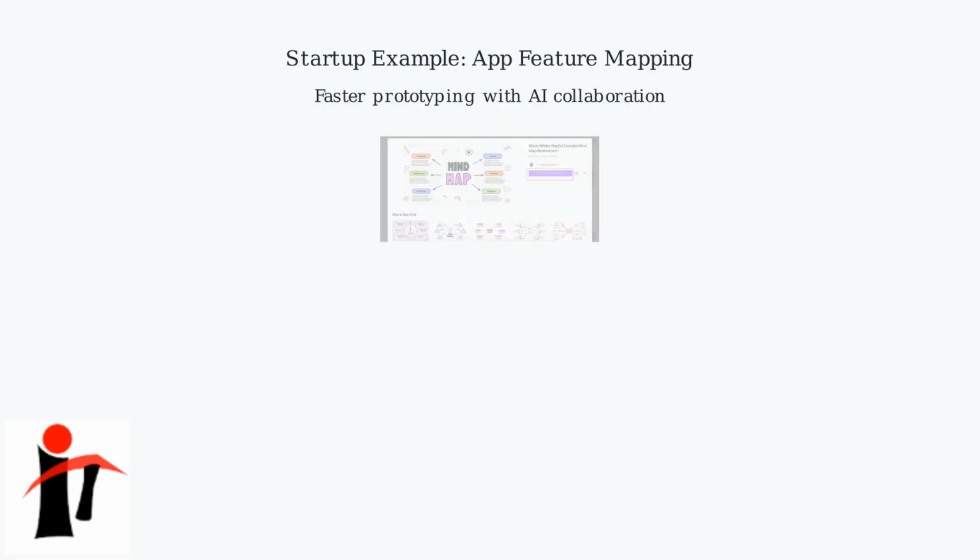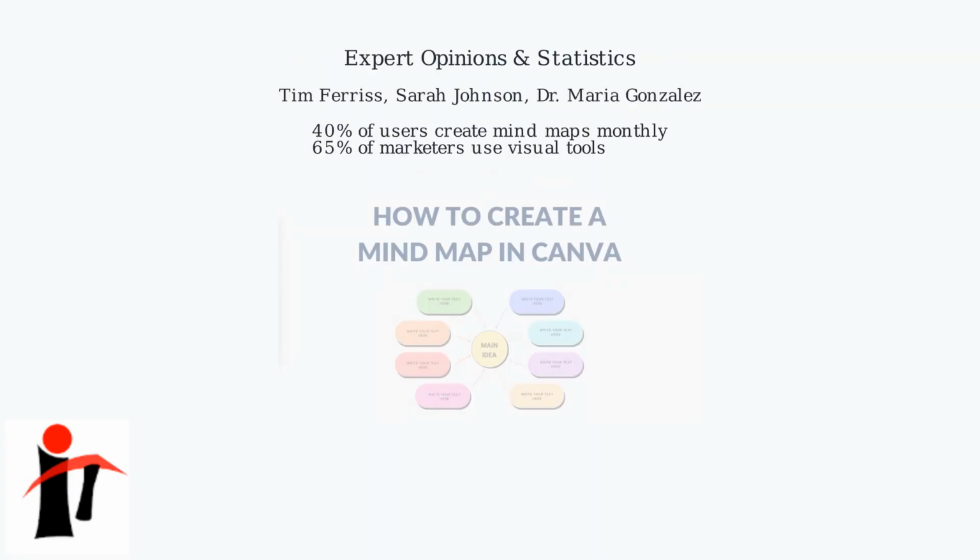Experts praise Canva for democratizing mind mapping. Productivity guru Tim Ferriss noted it's like having a design team in your pocket. UX designer Sarah Johnson highlighted collaboration features for real-time ideation. Educator Dr. Maria Gonzalez stated visual learning improves retention by 25%. Key statistics show 40% of free Canva users create mind maps monthly, and 65% of marketers use visual tools like mind maps for content planning.